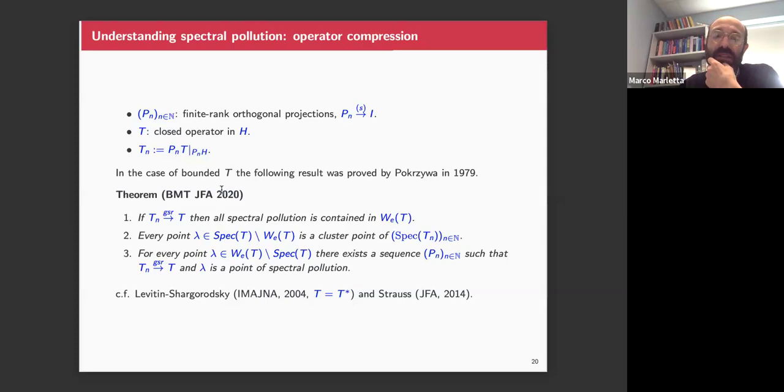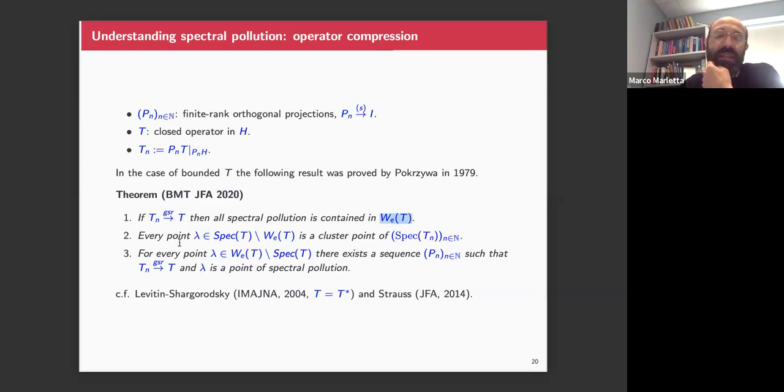So in the case of bounded T, this result was proved by Pokrzywa in Krakow in 1979, and then after a very long time, the unbounded case was handled by Sabina and Christiane and myself. So if Tn converges to T in the generalized strong resolvent sense, which is basically the only sense in which you could practically define a concept of convergence in this setup, if Tn tends to T in GSR sense, then all spectral pollution is contained in the essential numerical range of T.